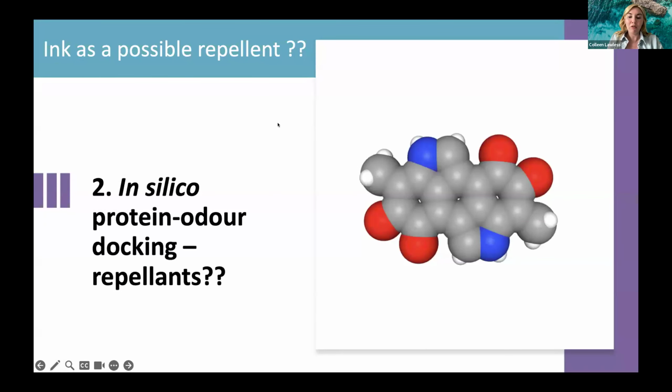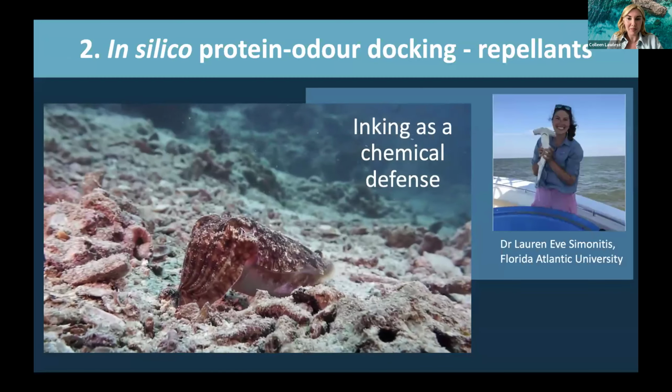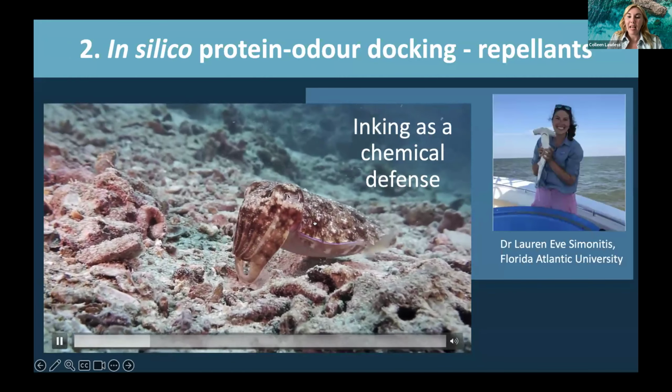And then I wanted to look up possible repellents, because in nature we can smell things that we like and dislike. So I wanted to investigate if sharks could possibly smell things that they dislike. And something that kept coming up in the literature for me was ink. So I thought, why would ink be used as a possible repellent? Inking is actually a chemical defense.